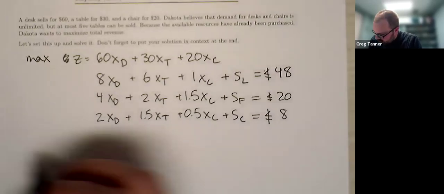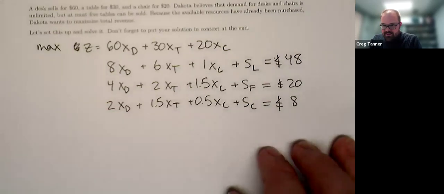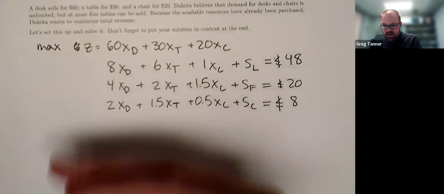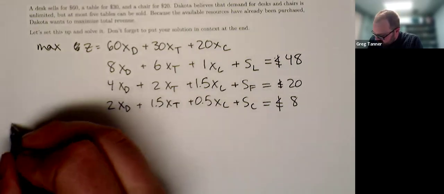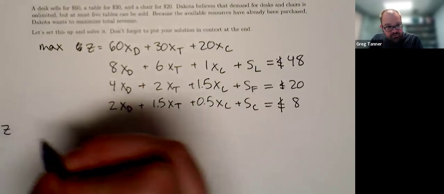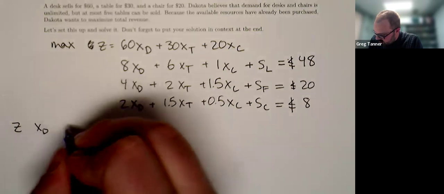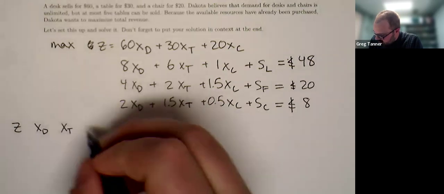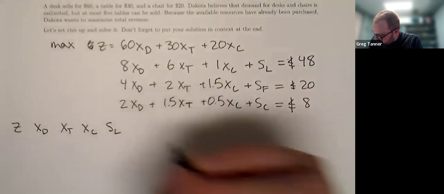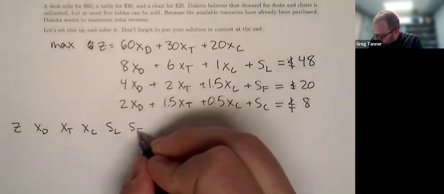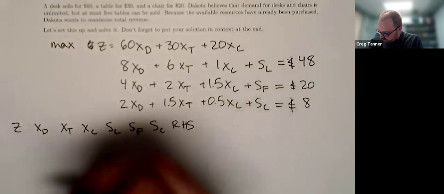So, I'm going to line this up over here so that I put as much on the left-hand side. I'll use the right-hand side for notes, and we're going to try to have our tableaus just go down the left-hand side of our page. So let's see, we got Z, X, D, X, T, X, C, and we're going to have slack variables SL, SF, SC, and right-hand side.